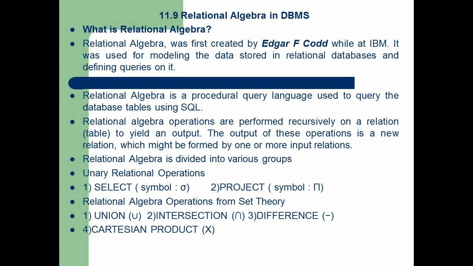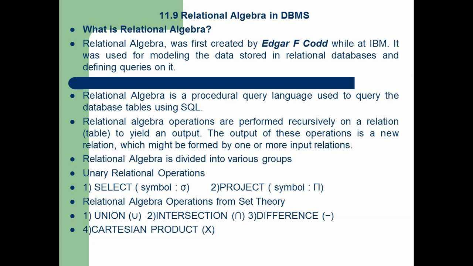So this relational algebra is mainly used for querying the database. Querying means questioning the database. When we ask a question, then only we get the information. We store many data in the database. If you want to retrieve the information, then we should give the request as a question or queries. These queries can be generated by using relational algebra, a procedural query language used to query the database in SQL. Relational algebra operations are used here for questioning, performed recursively on a relation to yield an output.